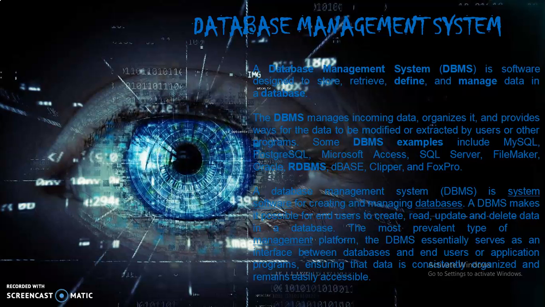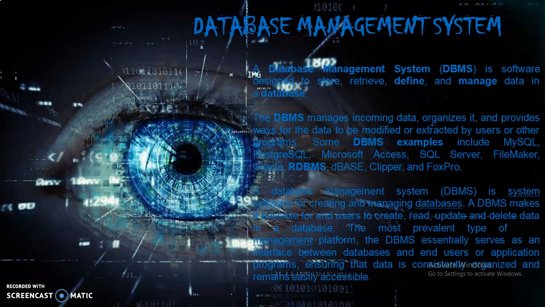How are we going to manage? Some operations are performed in the category of manage. What kind of operations? Creation, deletion, removal, updation, insertion, alteration. These are the operations we perform on the data in the database. So the definition is: a database management system is software designed to store, retrieve, define and manage the data in a database.